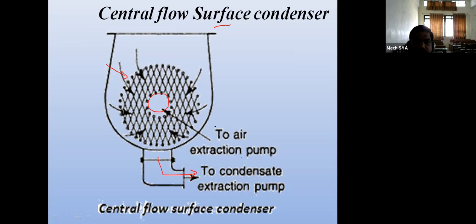So steam is flowing in the central direction, and as it flows centrally, air is removed. Air enters maximally through only this particular exhaust tube from the turbine, and it is removed with the help of the air extraction pump. It is called a central flow surface condenser. It has more efficiency than the downflow because more area is exposed to the water.